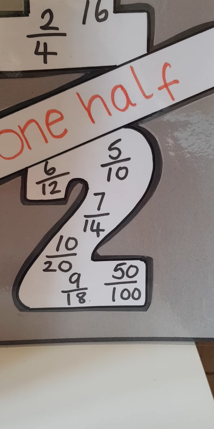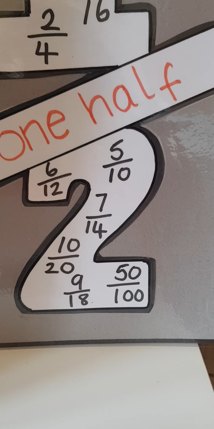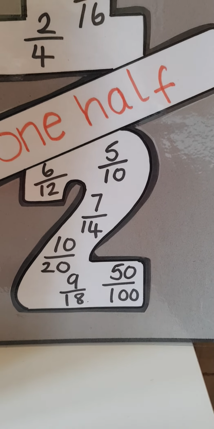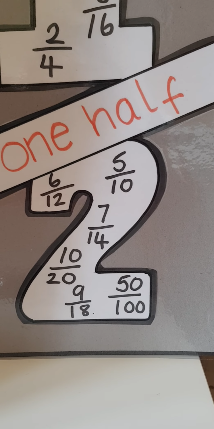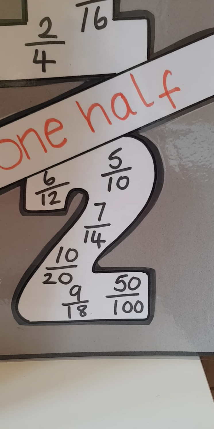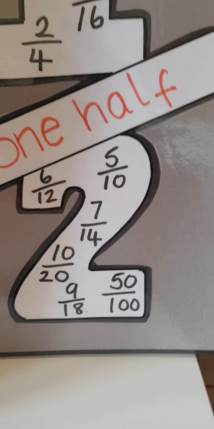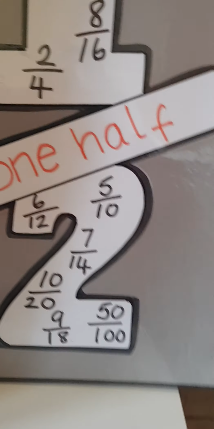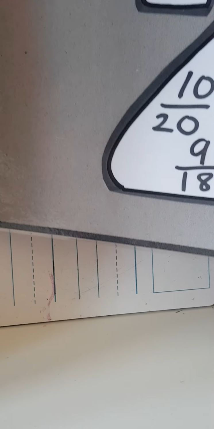So to think of something else other than pizza or cake, let's say I had 100 pencils and somebody in the class took 50 of my pencils. That means that they would have taken half of the pencils that I have, and I would only have 50 left. Same with a whole.